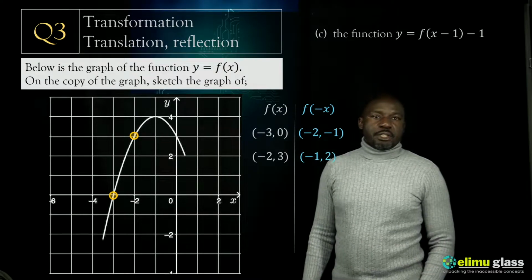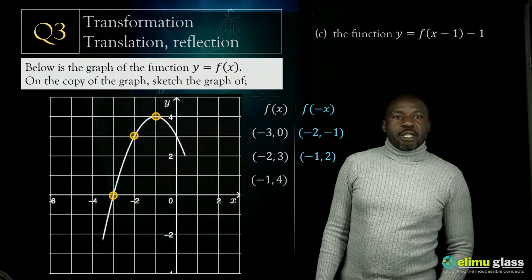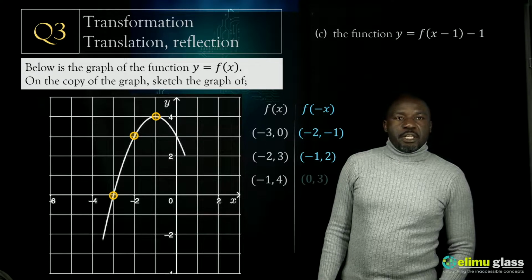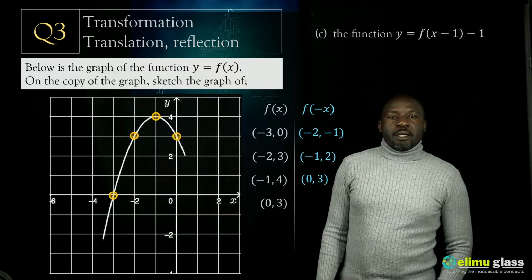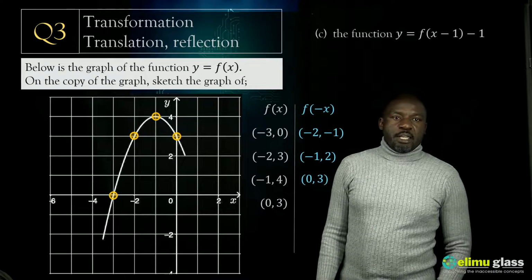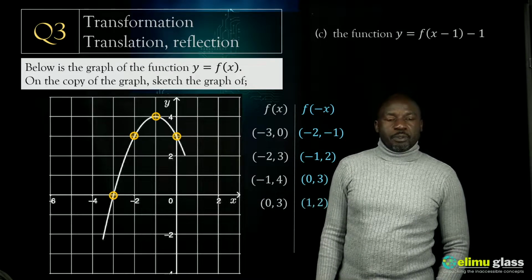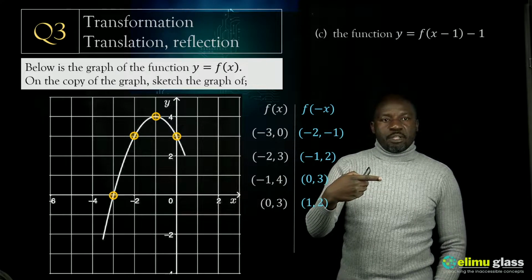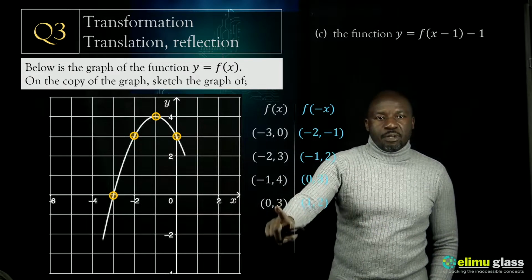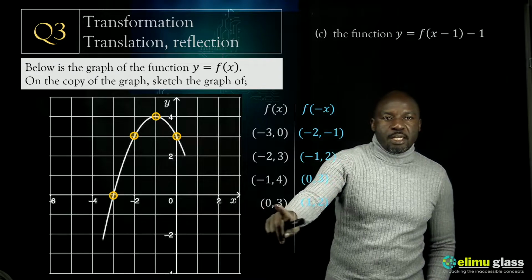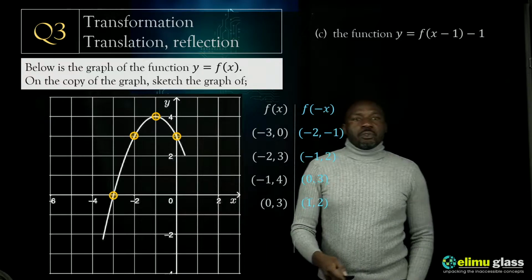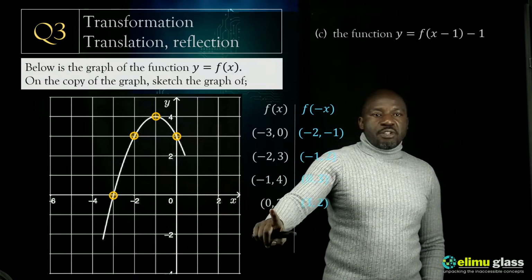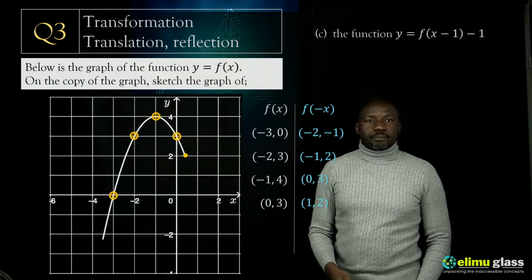So -1, 2, the next one becomes 0, 3, the next one must become 1 and 2. Moving this way and then one step down. If we look at this, this becomes 1 and this goes down, becomes 2. So the x-axis is increasing, the y-axis is reducing.